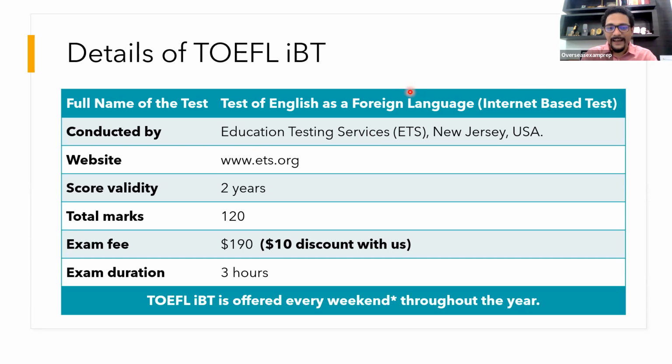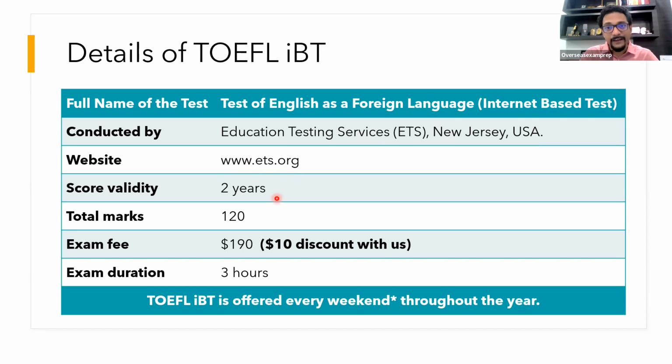Great, right? So for the others who don't know about ETS, this is just an organization. It's a non-profit organization, and it conducts and designs a number of tests, right? So GRE is also a high stakes examination, which is designed and conducted by ETS. It is based in New Jersey in the US. If you want to find out more about this organization, you can go to their website. That's www.ets.org.